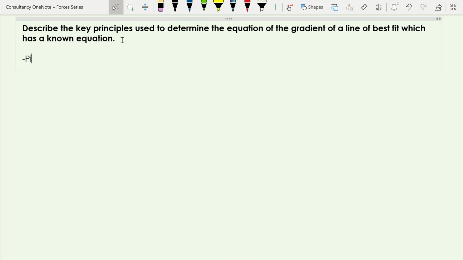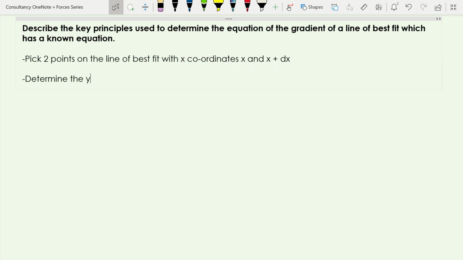Our first stage is pick 2 points on the line of best fit. So with the x coordinates first of all, it's x and x plus dx. Determine the y coordinates of those 2 points using the equation of your graph. So that might be x squared, x cubed, x to the minus 2. It doesn't matter what it is. It would work even with logs and exponentials as well. Still works.